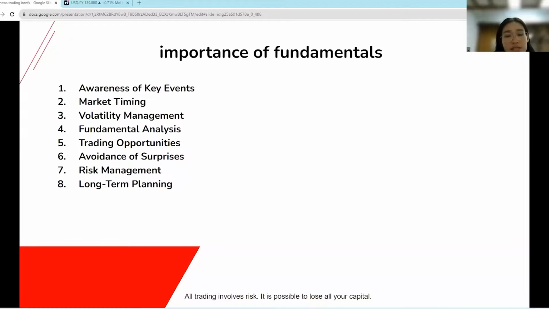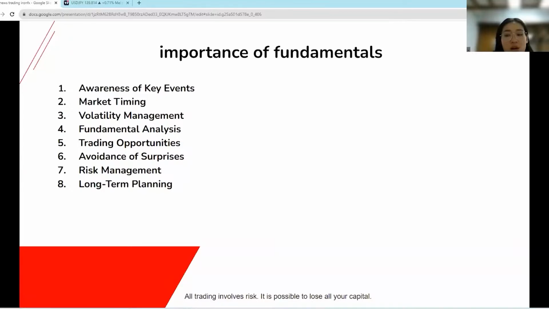Next, fundamental analysis. So there are a lot of indicators that you can use, not just economic calendars and data releases as well. So these indicators offer insights into the health and performance of various economies and sectors. So by incorporating fundamental analysis into your trading strategy, you can make more informed trading decisions based on the underlying economic conditions. Next, trading opportunities is pretty straightforward, so I'm not going to get into that.